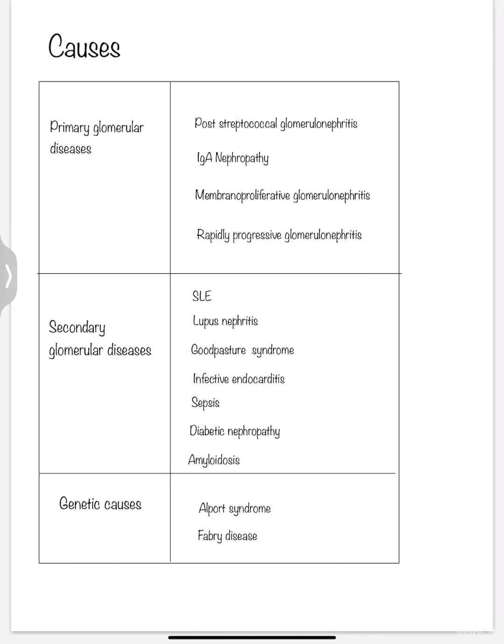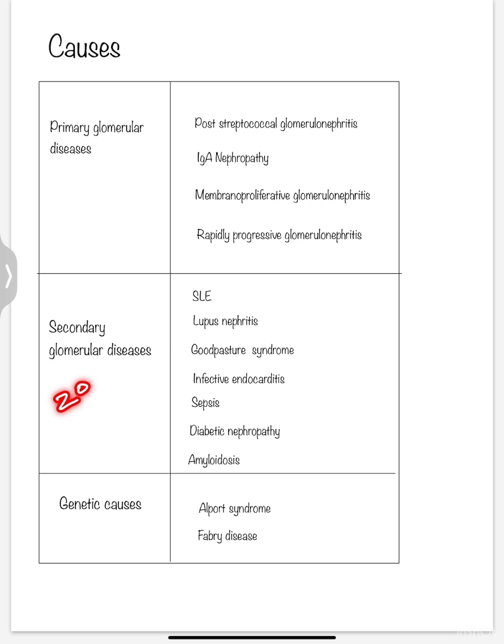Then what are the causes of nephritic syndrome? We have primary causes, we also have secondary causes, and also genetic causes. What are the primary causes? That is post-streptococcal glomerulonephritis. The patient will be having a primary streptococcal infection, that is pyoderma, impetigo, or pharyngitis, followed by glomerulonephritis or nephritic syndrome. The second one is IgA nephropathy. The third one, membranoproliferative glomerulonephritis. Then rapidly progressive glomerulonephritis. Here there is formation of crescents and a poor prognosis.